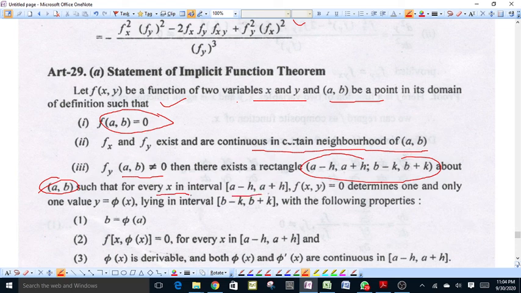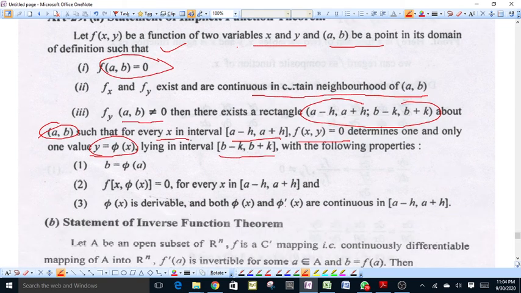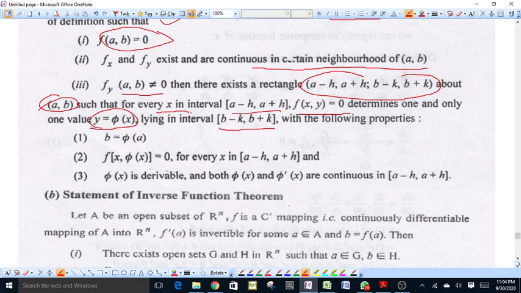For x in this interval, f(x, y) equal to 0 determines one and only one value of y equal to phi(x) lying in this interval b minus k to b plus k, with the following properties: b is equal to phi(a), and f(x, phi(x)) is equal to 0 for every x in the interval a minus h to a plus h, and phi(x) is derivable, and both phi(x) and phi dash(x) are continuous in this interval a minus h to a plus h.